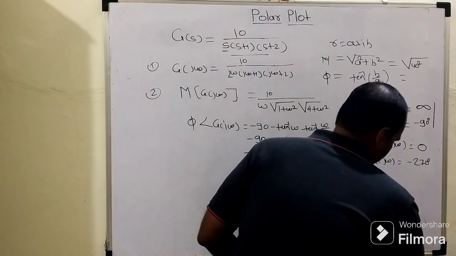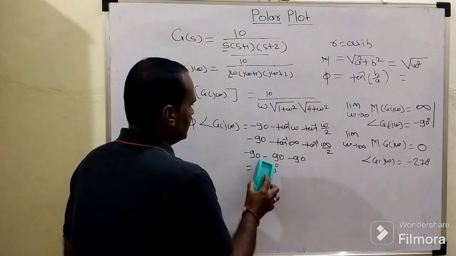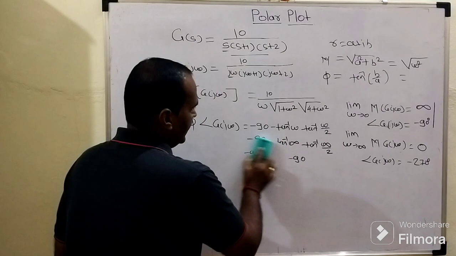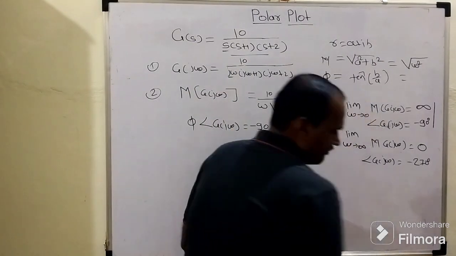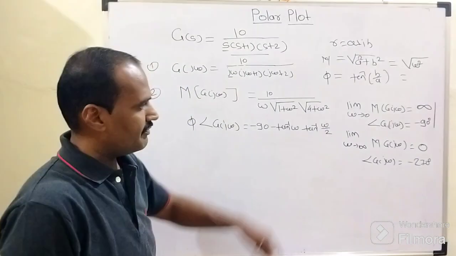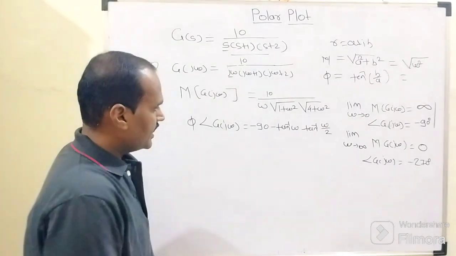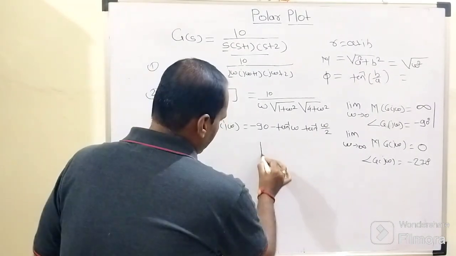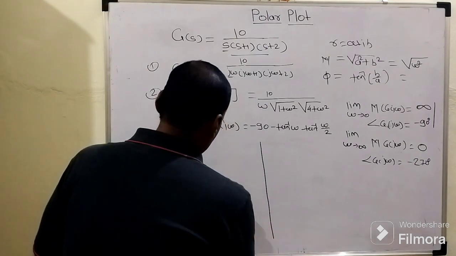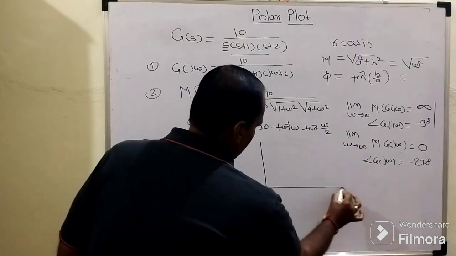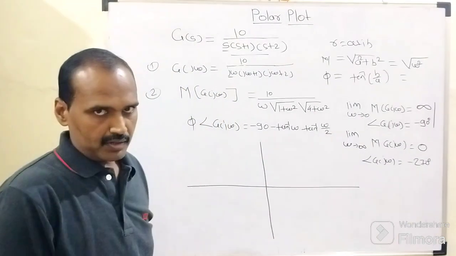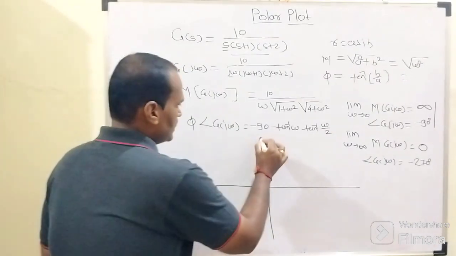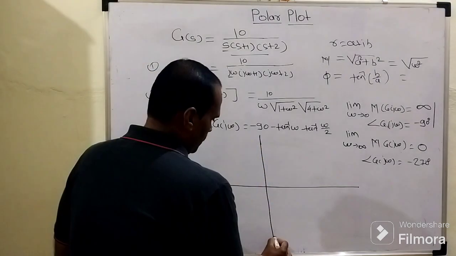Now once we have the desired values of the magnitude and phase angle for these two intervals, when omega equals 0 and when omega equals infinity, after that we can definitely plot the sketch for this polar plot, right? So this is how these 4 coordinates will look.